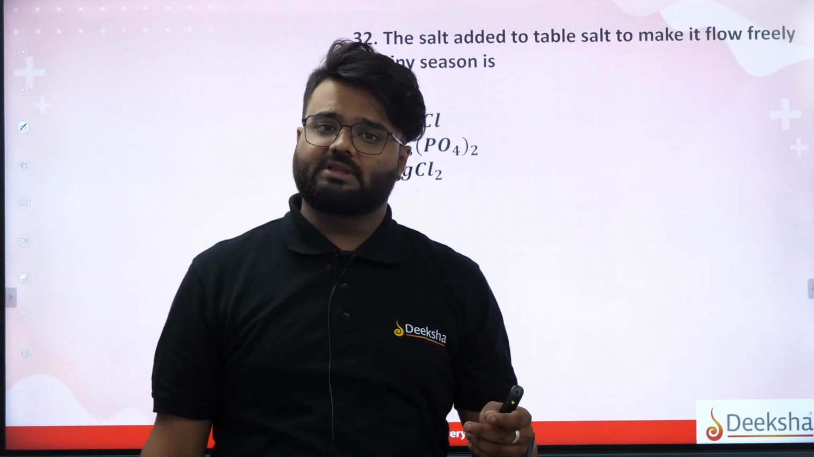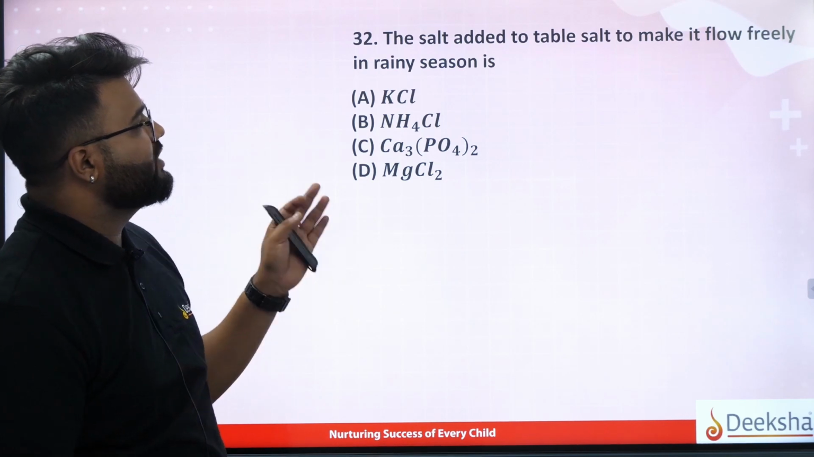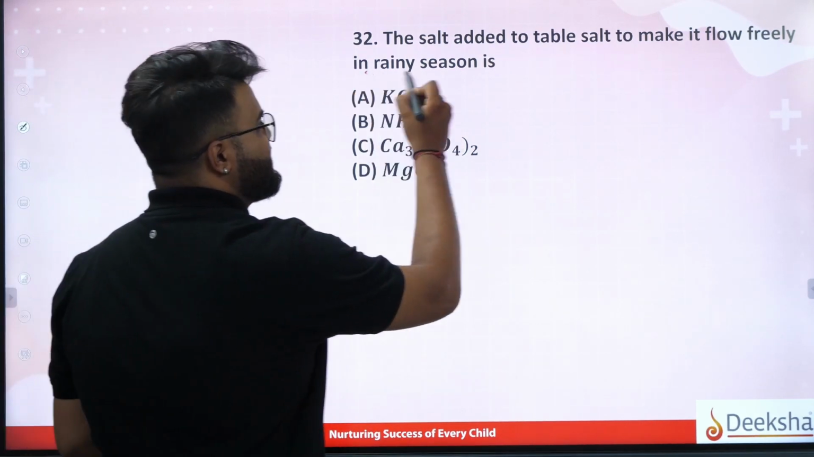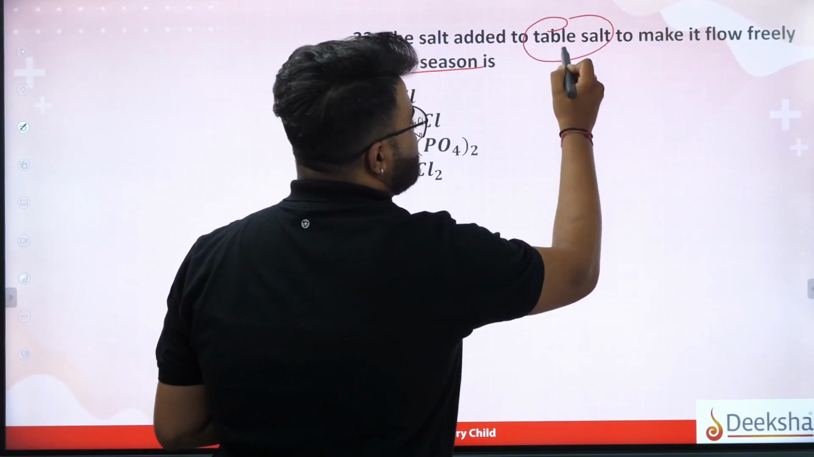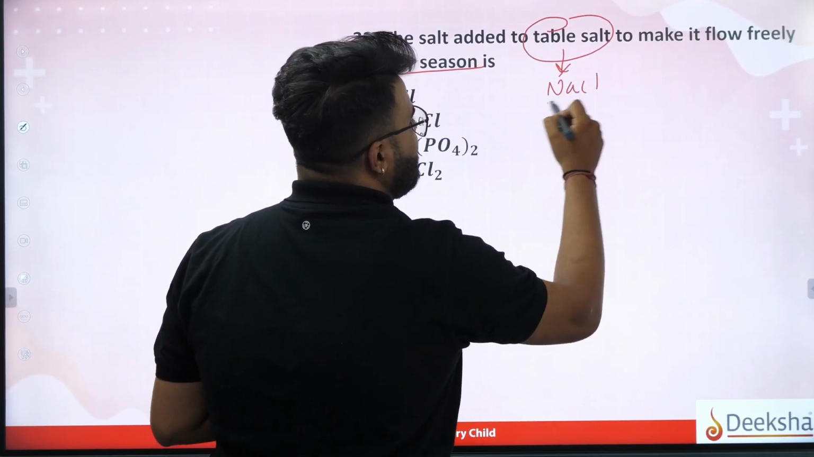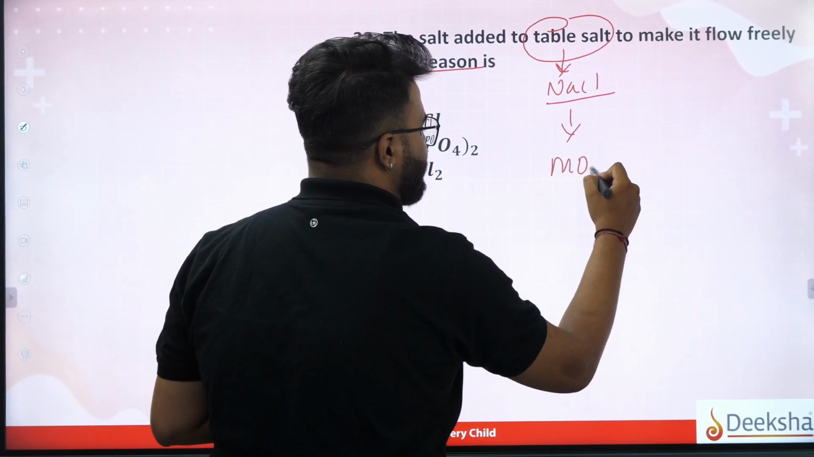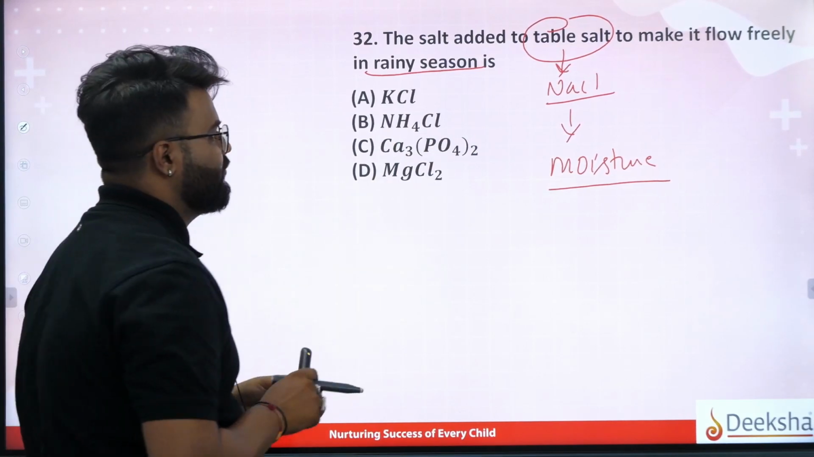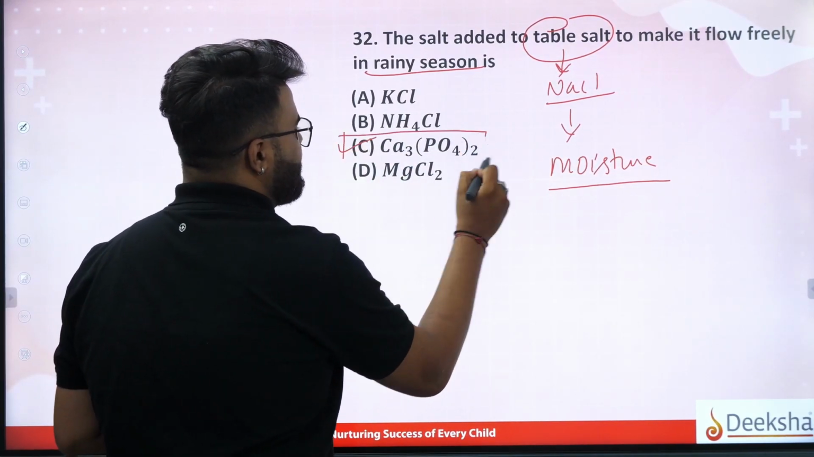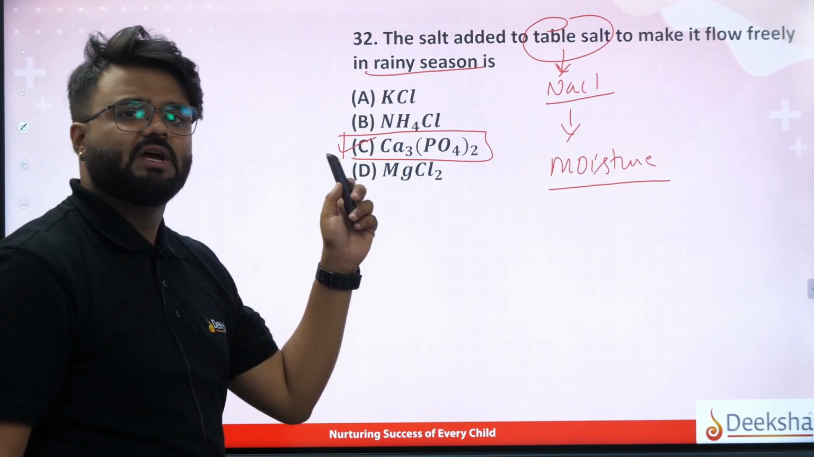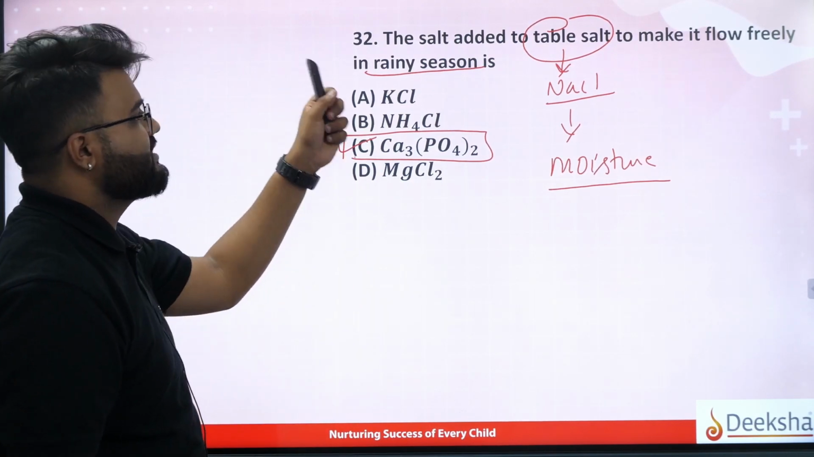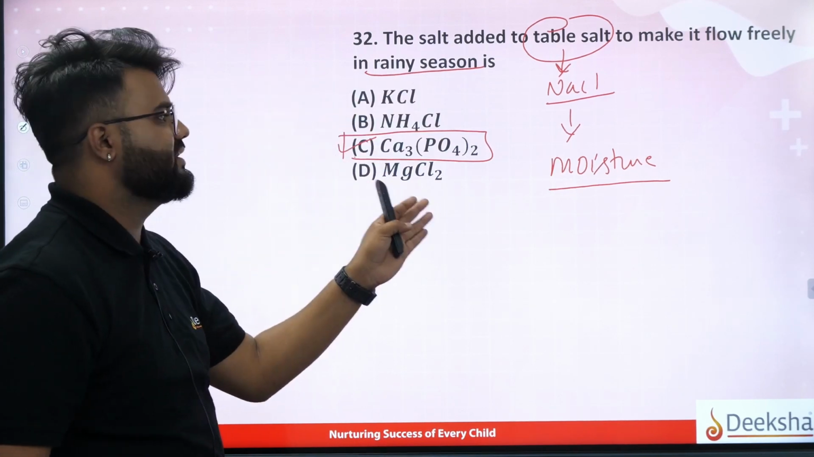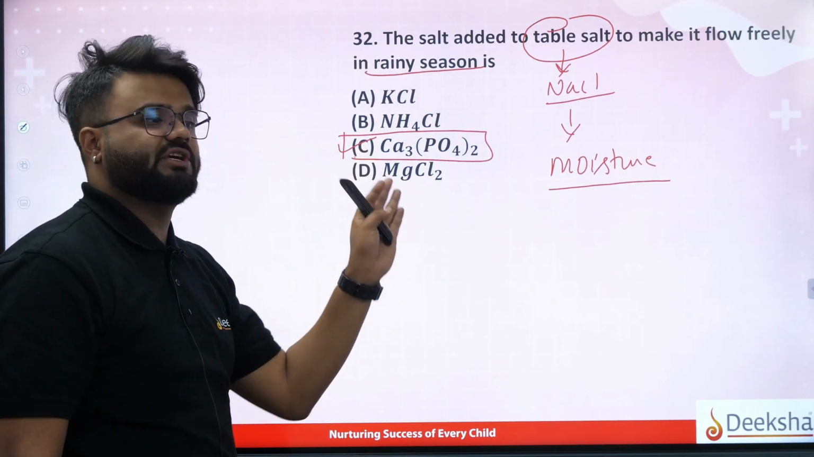Coming back to question number 32, the salt added to table salt to make it flow freely in the rainy season. During the rainy season, table salt, which is NaCl, will have some moisture. To make it free flowing, what do we add? We add calcium phosphate. It is a direct question from environmental chemistry.